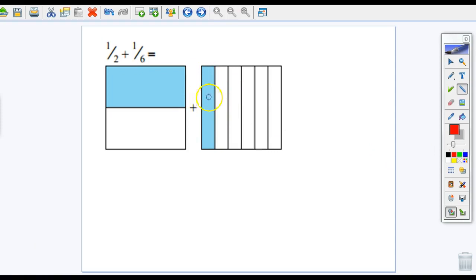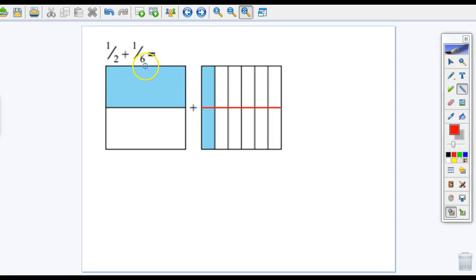Okay, so here we go. We're going to do the same thing again. We have 1/2 plus 1/6. So I'm going to add some lines. This one I'm going to add this line. And on this one we're going to add these sections here. So that's going to be fun.